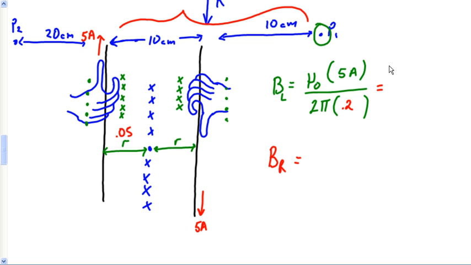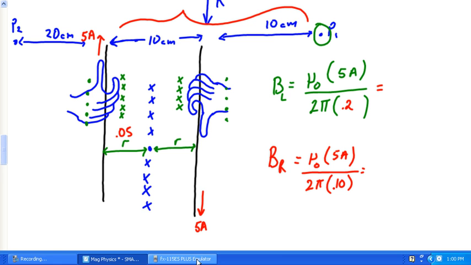B on the right. Let's see, the right wire, mu O, 5 over 2 pi, and it is only 10 centimeters away. So we got two different B's from the left and the right. So now I need to sit here and do some calculations on this.